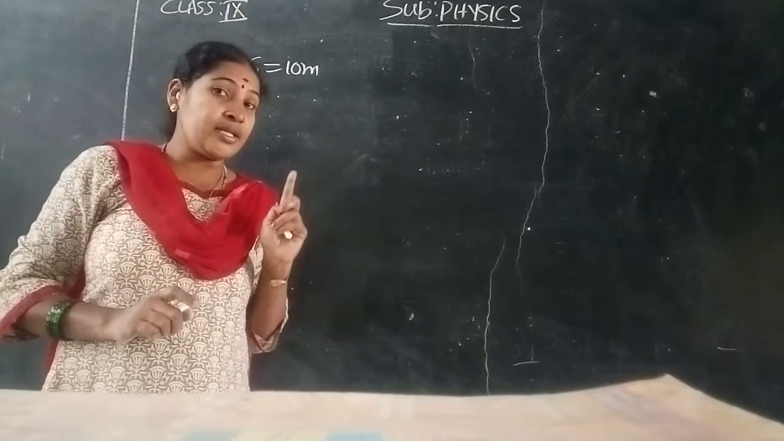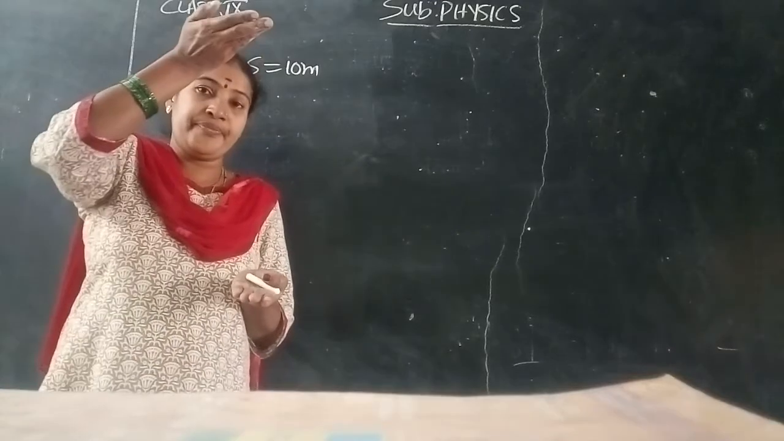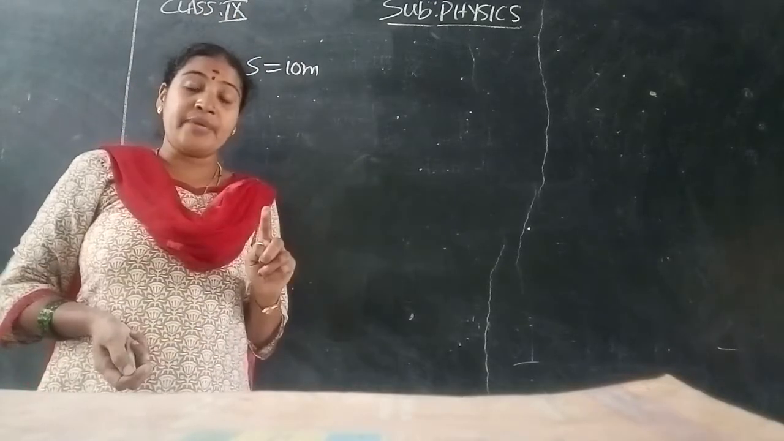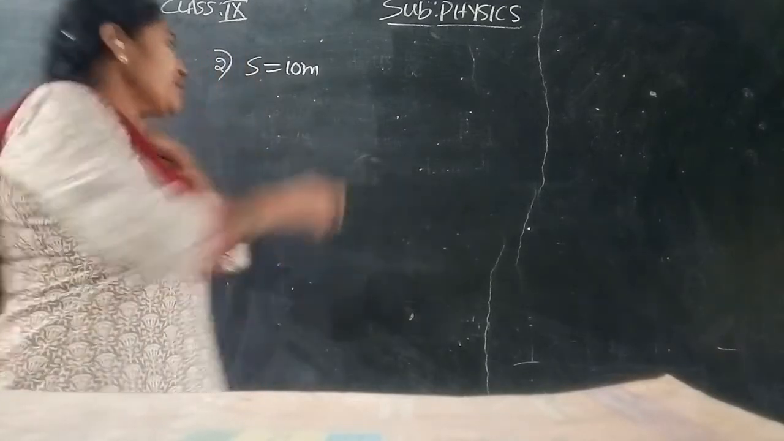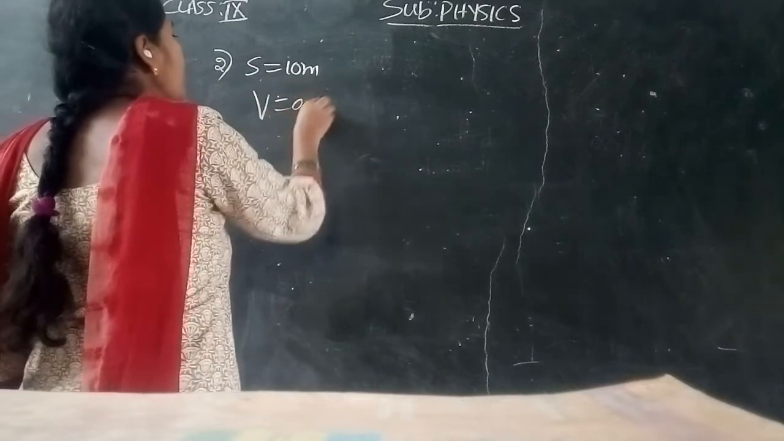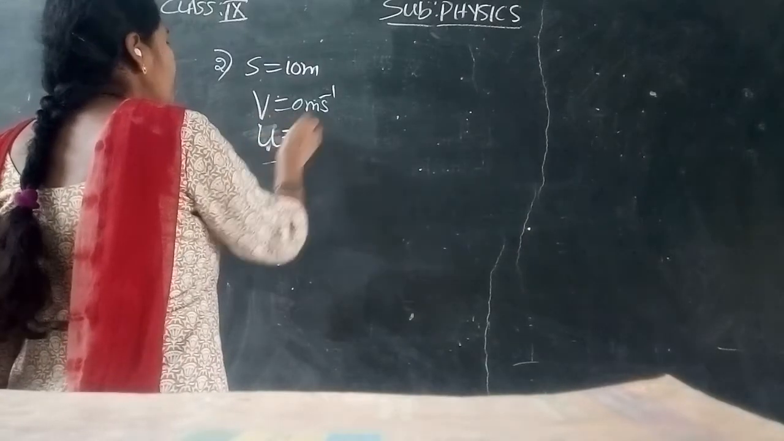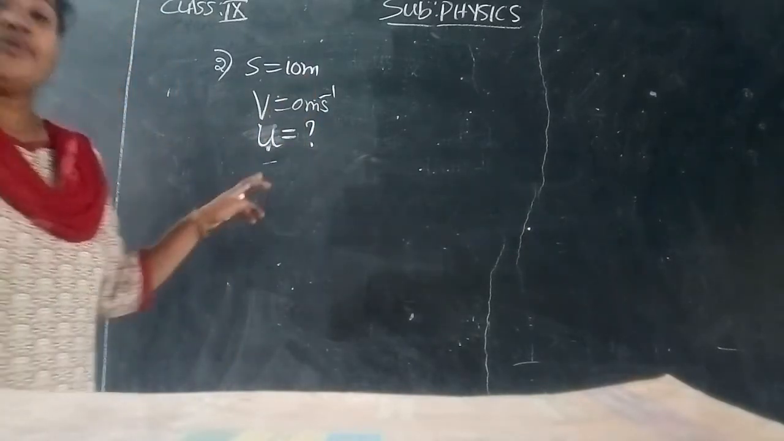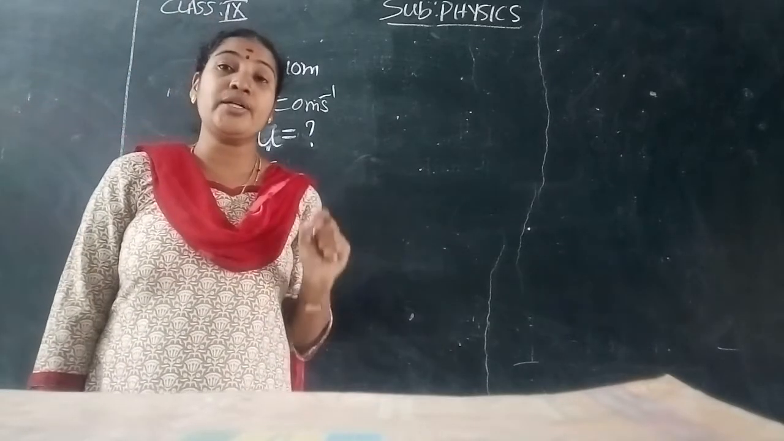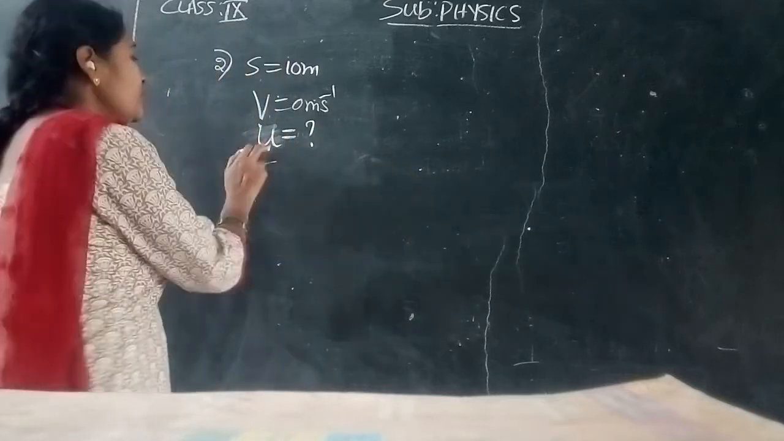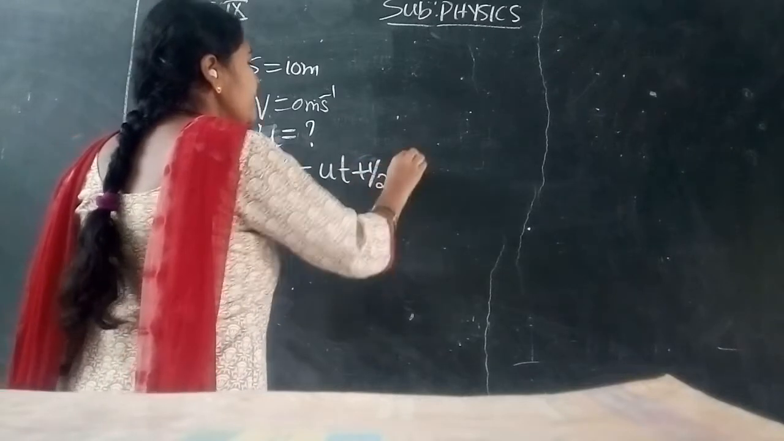So either I have to consider u as 0 or v as 0. The object we are throwing upward, like this. At that time, whether initial velocity is 0 or final velocity is 0, the final velocity will be 0. So v is equal to 0. Then u we don't know. So which formula do I have to write to find out the value of u? You know the formula, S is equal to ut plus half at square.